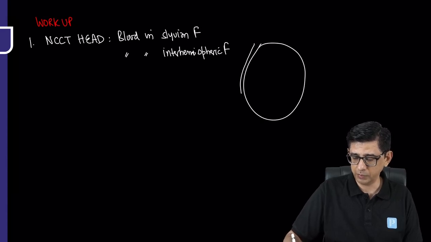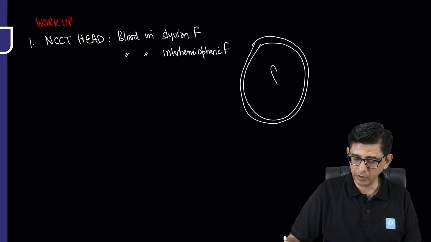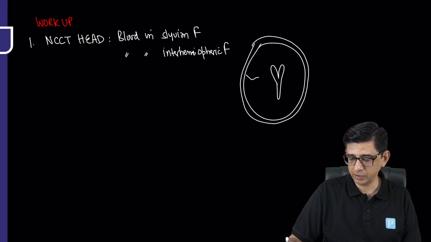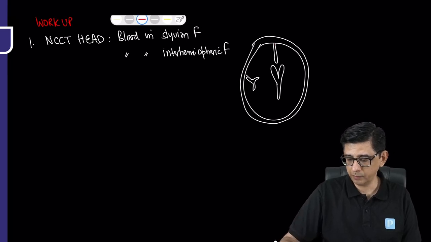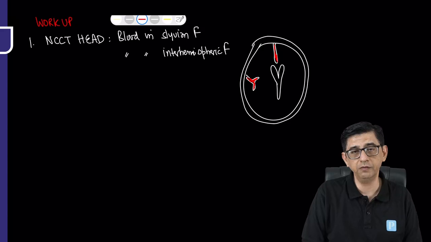So let's take this to be a non-contrast CT head. How do you know it's a CT head? The bone is going to be extremely white. You'll be able to visualize the lateral ventricles. Let's say this is the third ventricle. And the structure that I'm showing at the moment would be the sylvian fissure. And this particular area that I'm showing is the interhemispheric fissure. You could be having blood either in the interhemispheric fissure, or blood present in the sylvian fissure.